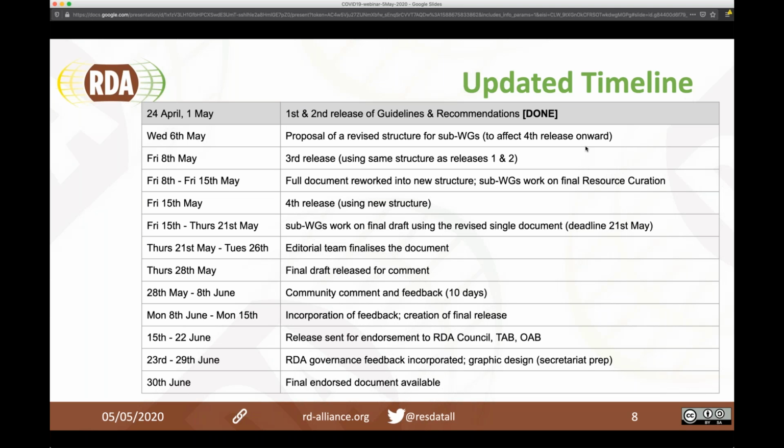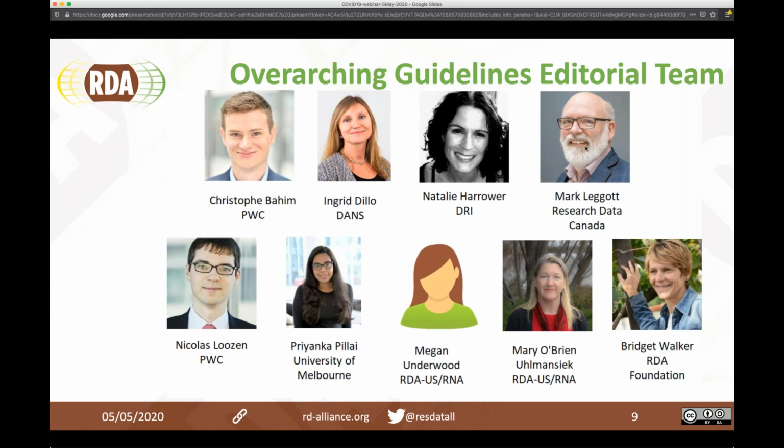And then that feedback will be incorporated into a final release in mid-June, which will go to the various RDA bodies for endorsement, and then a final release at the end of June. So that's the new timeline, which has been reworked slightly to give the various subgroups time to not only curate and work on those resource lists, but also continue to work on a document that would produce a single cohesive narrative.